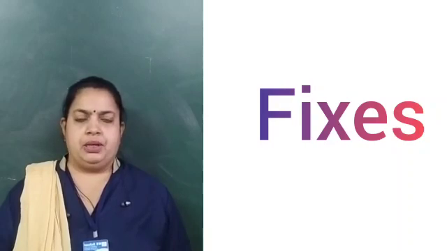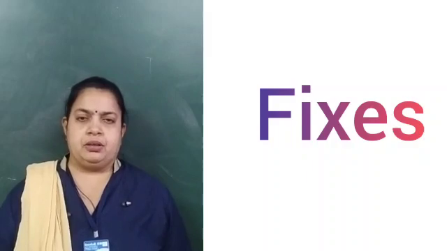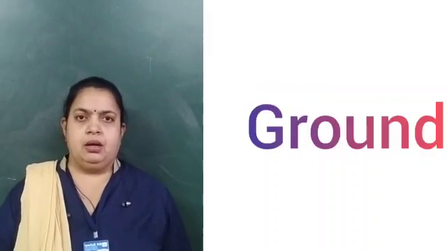Next one is fixes. The root fixes the plant. कोई भी चीज को अच्छी तरह से fix करना. Next is the ground. Ground. Next is the stem. Stem means टहनी होती है ना प्लांट की वो.